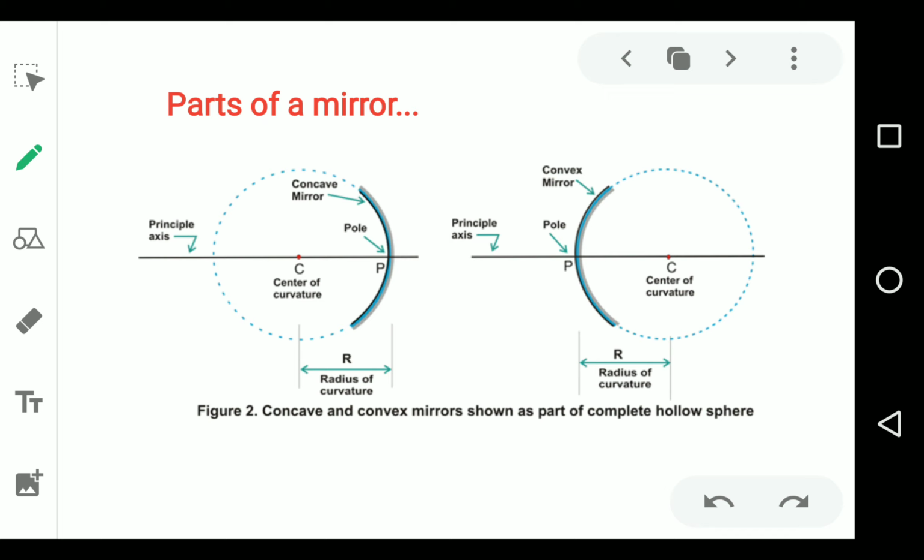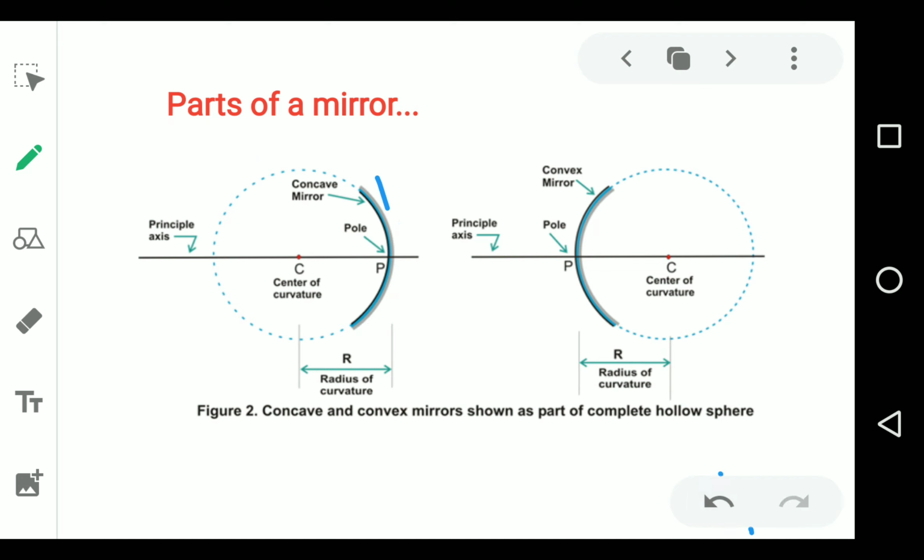Okay, so the reflective surface means the surface where the light rays will strike and they will reflect back. That is, that surface has the ability to reflect the light. And the non-reflective surface, you can mark using the lines in this way. Using the lines in this way you can mark the non-reflective surface.